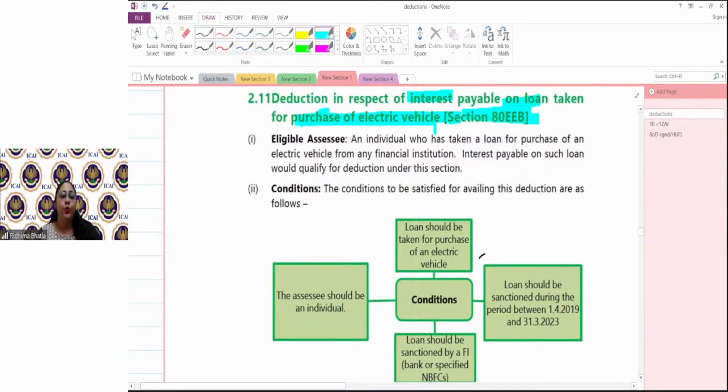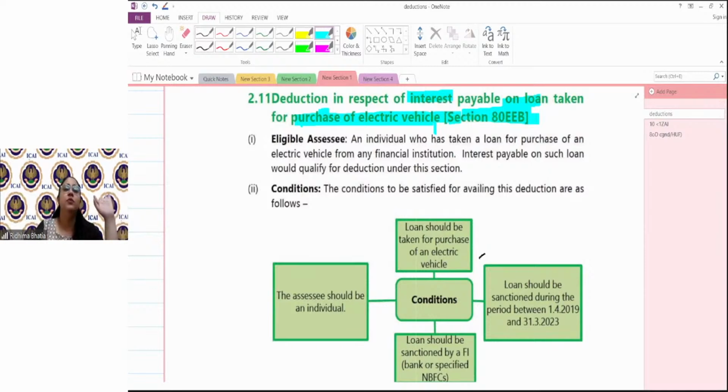Do I need to tell more why this section was introduced? Again, for people to promote them, to motivate them to take electric vehicles. Uske liye they came up with a deduction. See, government is very smart. Any tax changes that come would be either to motivate you or to compensate for the expenditure which the government would have done for you. Then it's a proper ecosystem.